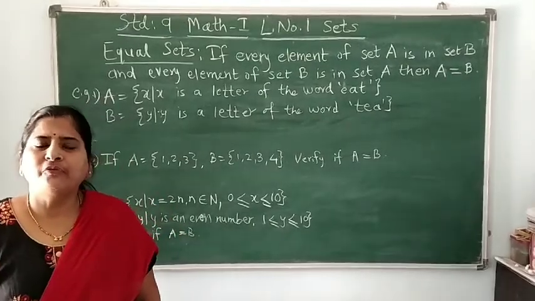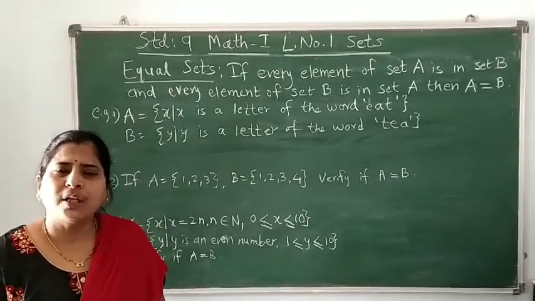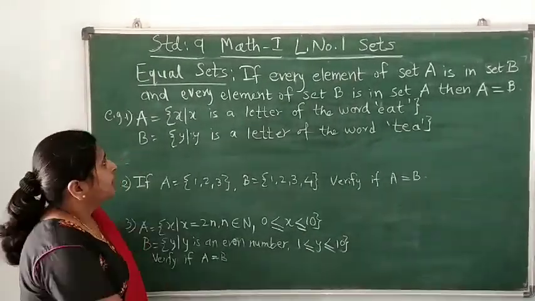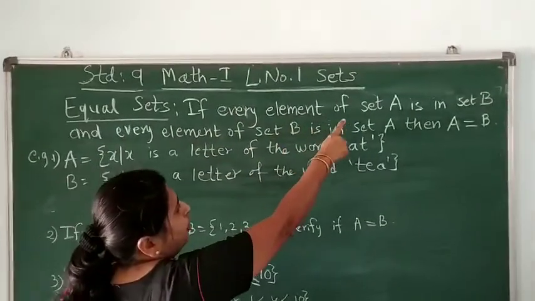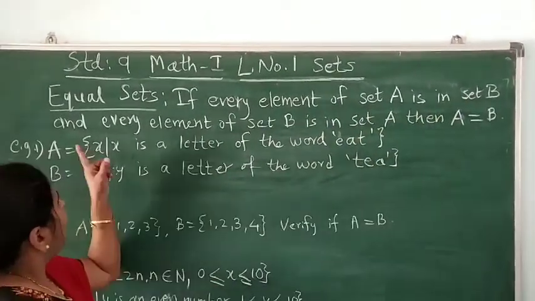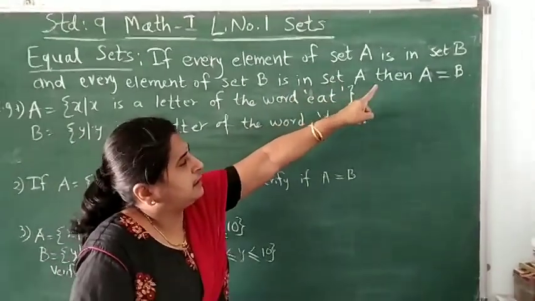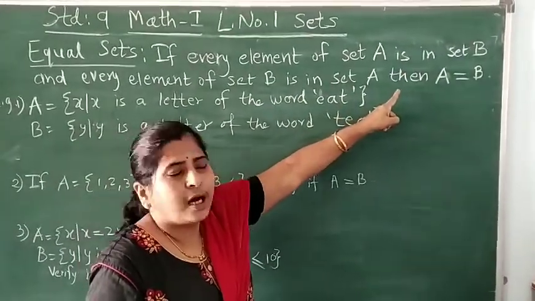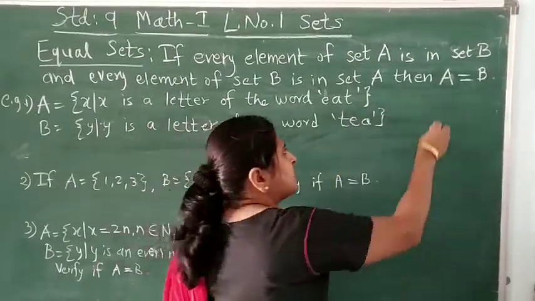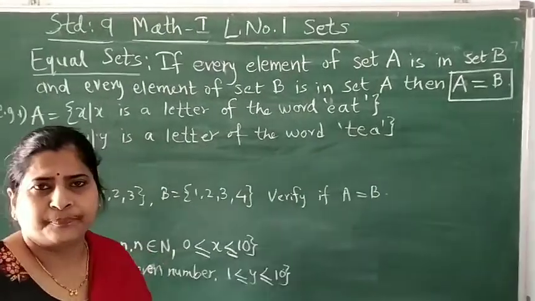Hello, today we are going to learn about equal sets. So what are equal sets? Let's see. If every element of set A is in set B and every element of set B is in set A, then set A and B are equal sets. And we write it symbolically like this: A = B.